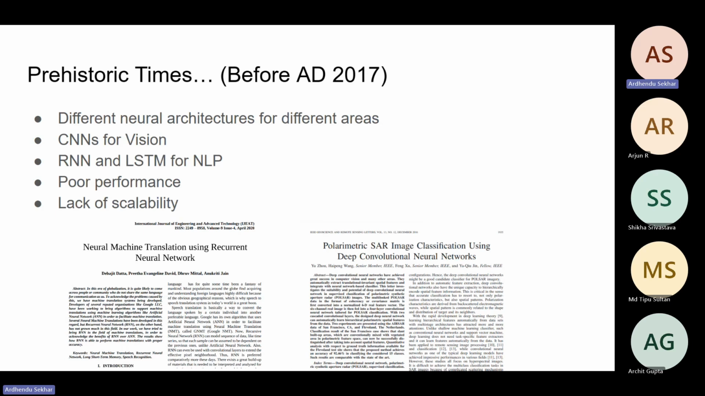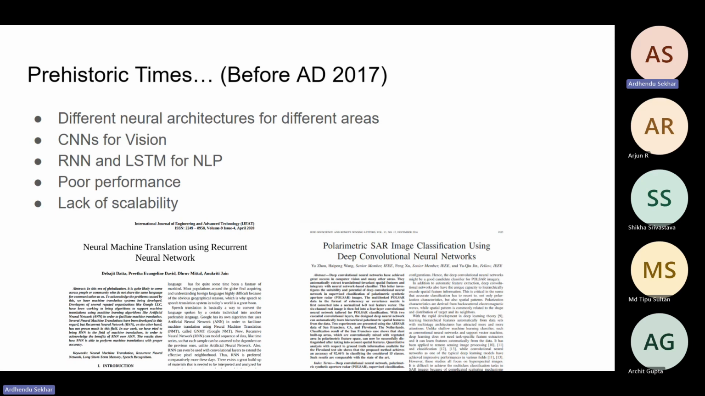Also, if you used to do reinforcement learning, you have a separate kind of architecture. If you used to do stuff with graphs, you have another architecture. For proteins, you have some other architecture. So different application areas use different kinds of architectures. There was no uniformity.